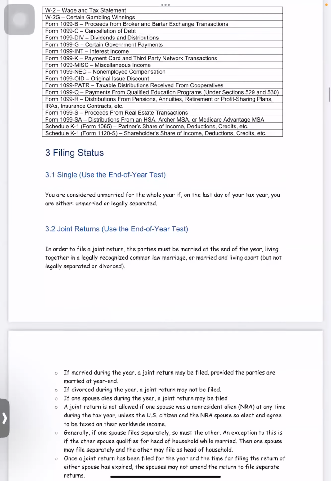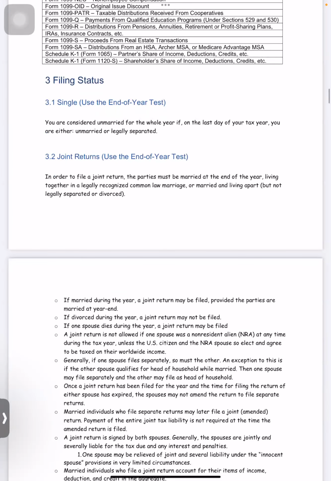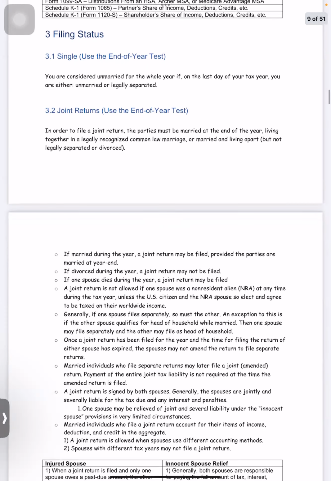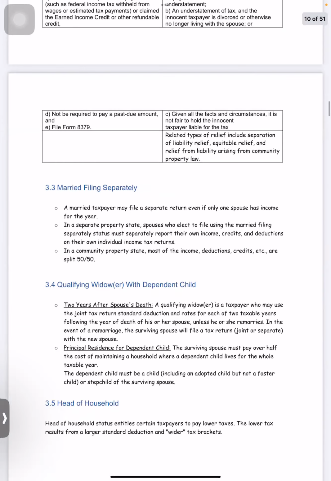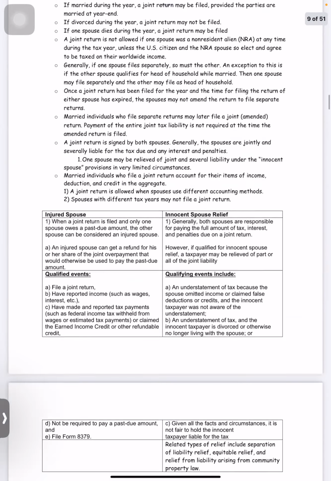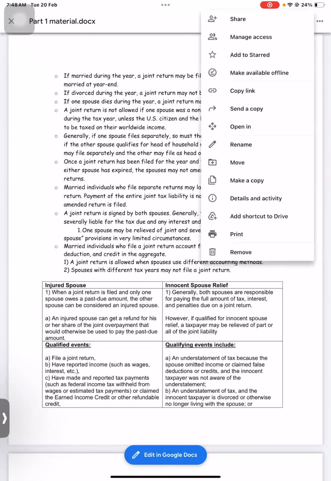Right, filing status. This was the topic which we started yesterday. We completed the single filing status, then MFJ, and then MFS. Now there are a few things I need to explain along with MFJ only, that is injured spouse and innocent spouse relief. Just a minute, let me download this.